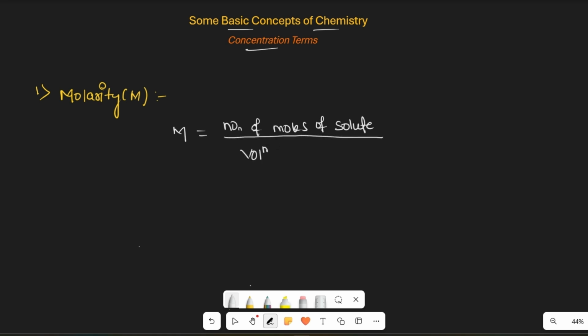Here, the number of moles of solute is divided by the volume of solution. Fine. This will be in liters. If they give it in milliliters, you need to multiply with 1000. So you can also write it as number of moles by volume in liters. So this is the molarity, and then the next concentration term we'll discuss is molality.